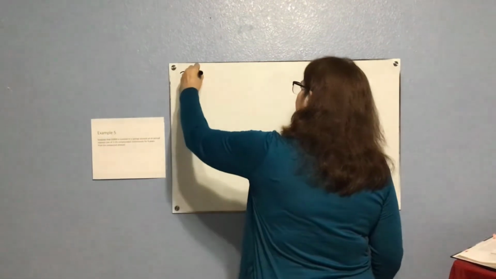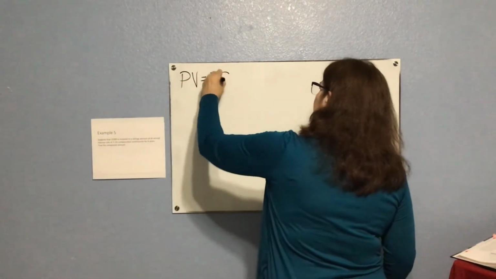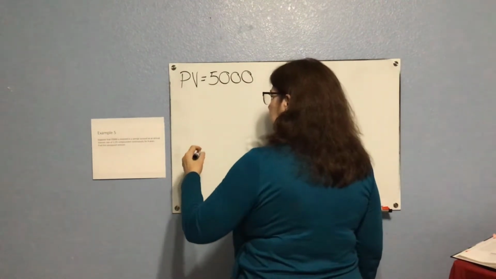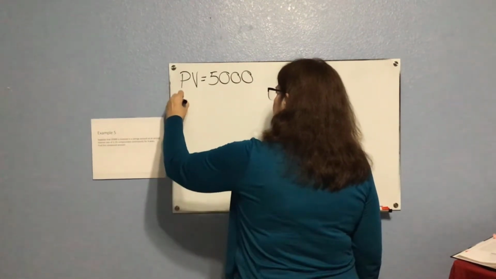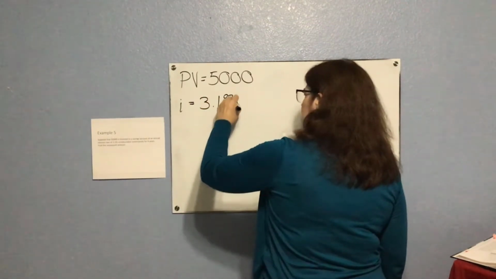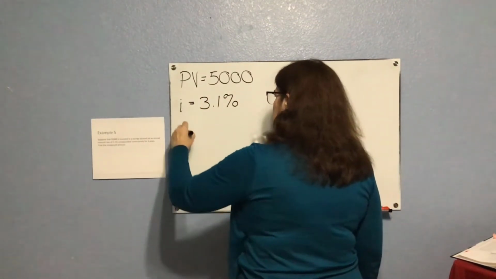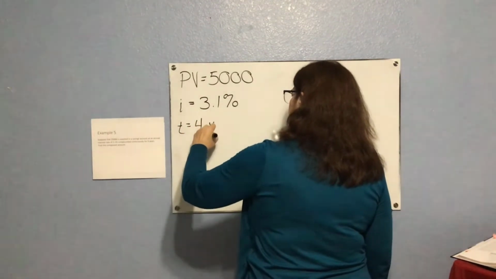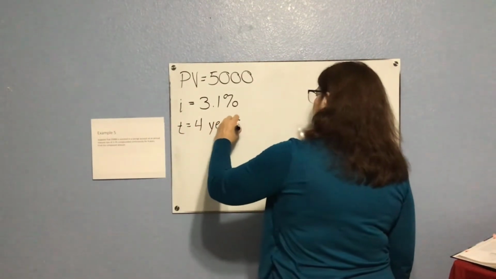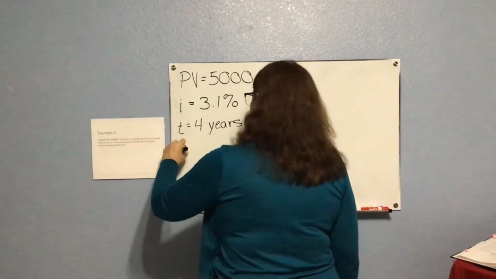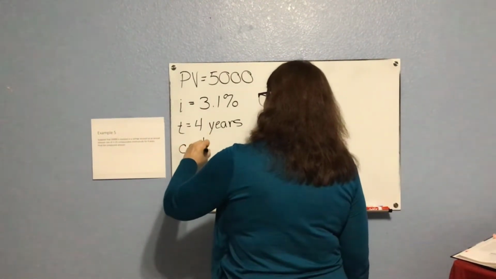So my present value is $5,000 and my interest rate is 3.1%. My time is 4 years. And now we have a new compounding period called continuously.